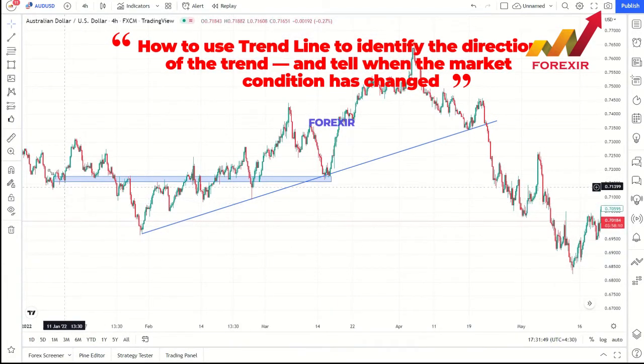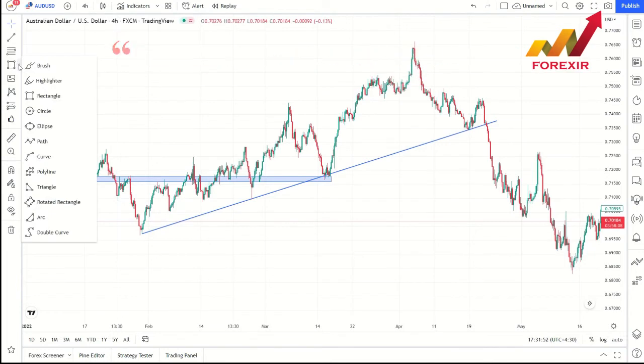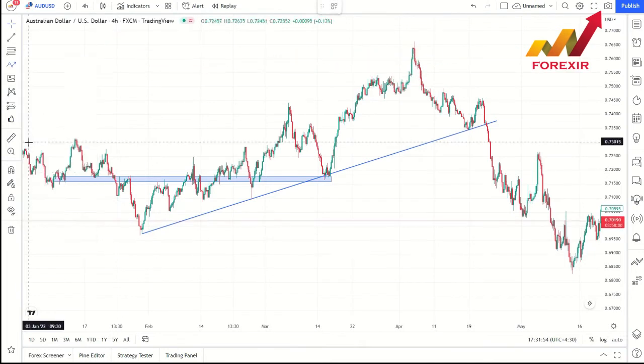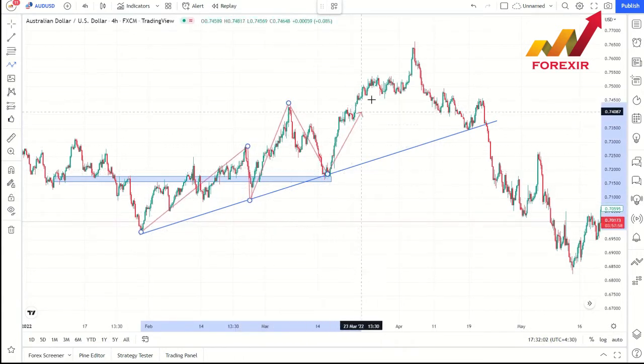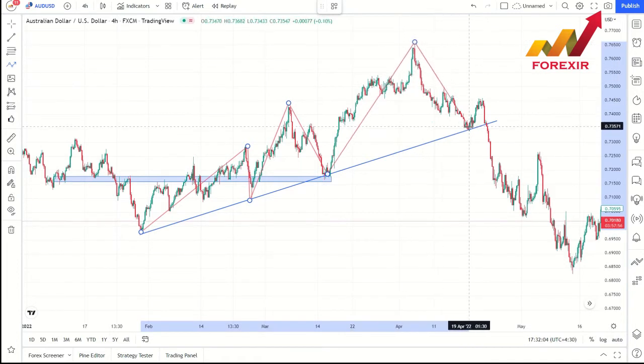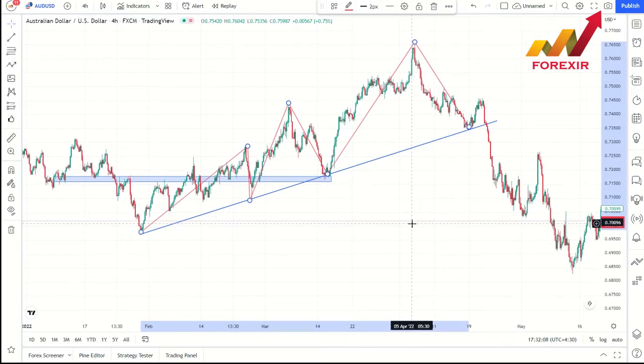All you need to do is draw your trend line and ask yourself, is the trend line pointing higher or lower? If it's higher, then the market is in an uptrend, and vice versa. But that's not all. Because a trend line can also alert you when market conditions are changing. How? By paying attention to the steepness of the trend line.